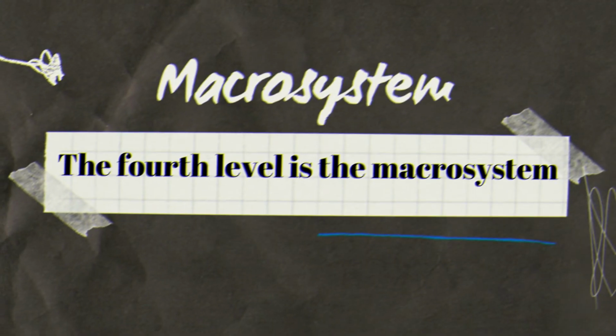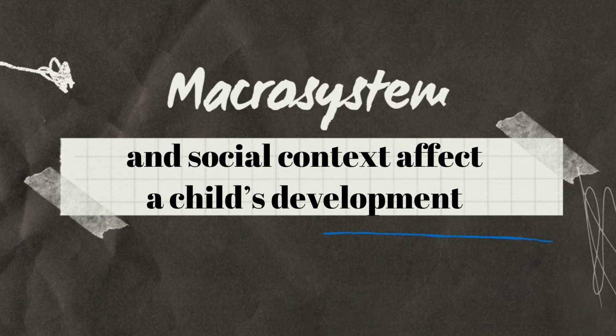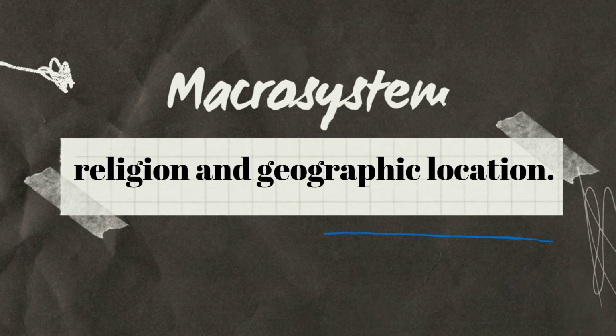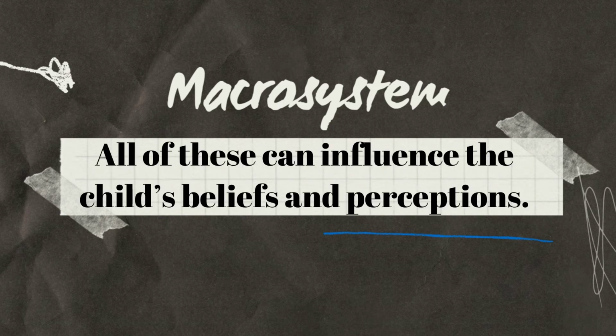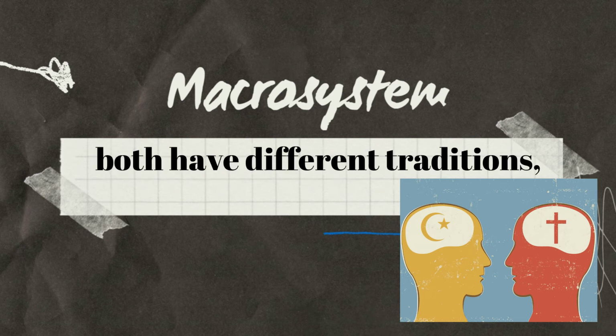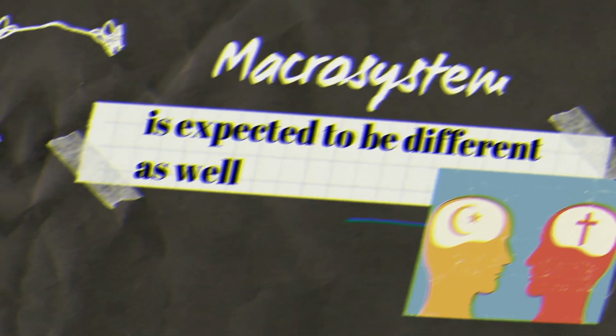The fourth level is the macrosystem. The macrosystem focuses on how cultural elements and social context affect the child's development. This includes cultural norms, religion, and geographic location. All of these can influence the child's beliefs and perceptions. For example, a Roman Catholic child and a Muslim child have different traditions, beliefs, and practices. Therefore, their development is expected to be different as well.